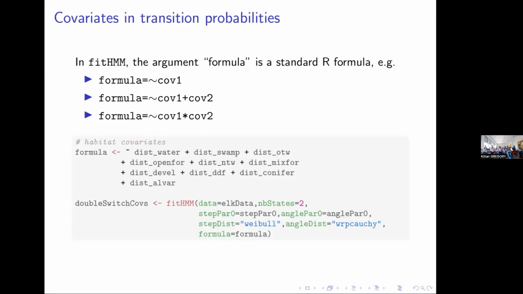I haven't talked too much about covariates, so here's a huge covariate example. This is also from the Morales et al. 2004 paper. But as I said, you can specify these simple R formulas for the state transitions.